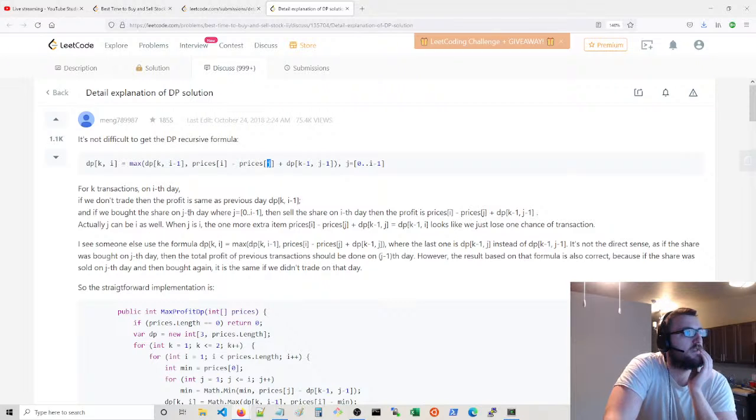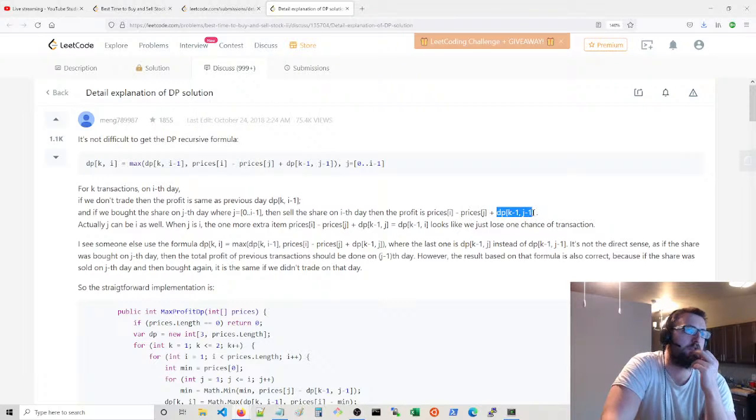Jth day. So on the ith day, for K transactions, if we don't trade... if we bought the share on the jth day, where J is before I, and sell the share on the ith day, then the profit is the difference in the prices plus the optimal with one less transaction.